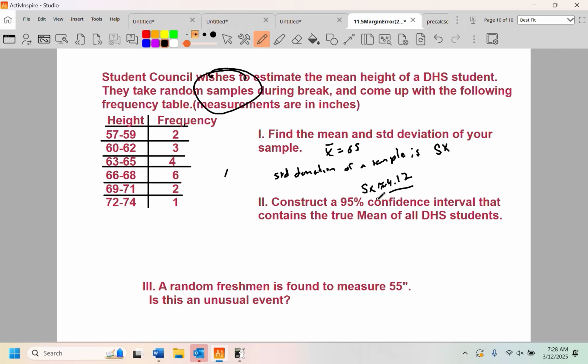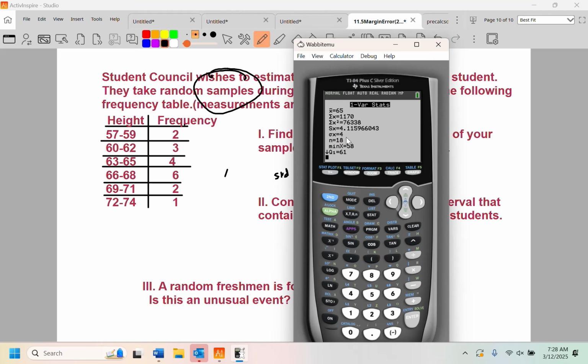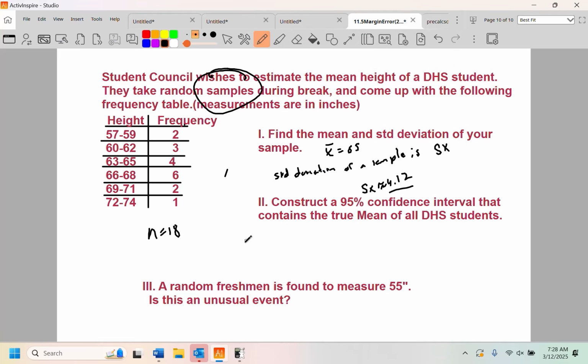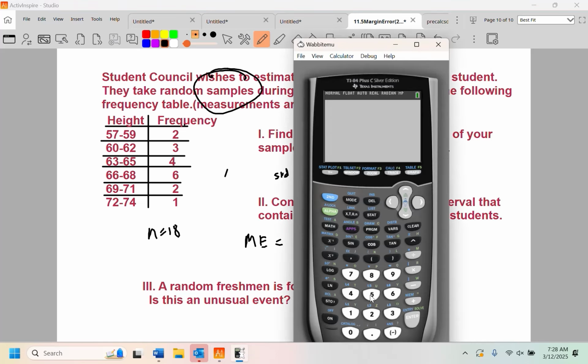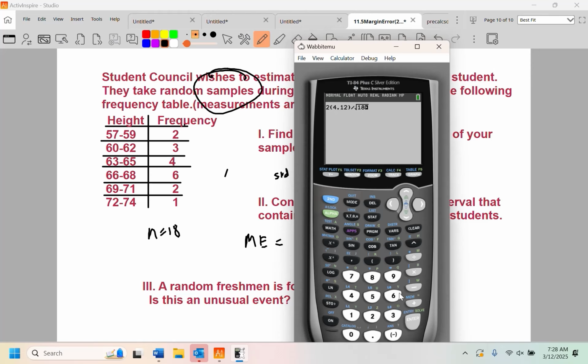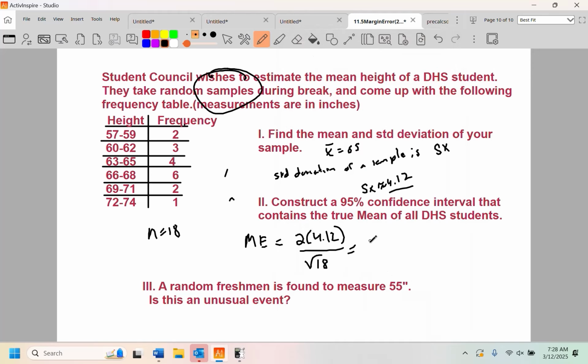Construct a 95% confidence interval that contains the true mean of all DHS students. So again, we know this. How many kids were in this sample? TI-84 says n is 18. So our margin of error is going to be 2 of these 4.12s divided by the root of 18. I'm sure you're tired of watching me do this by now. It's about 1.94.